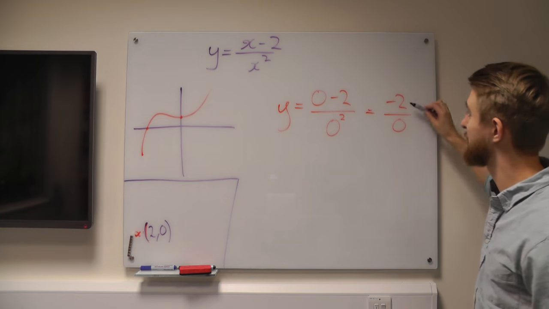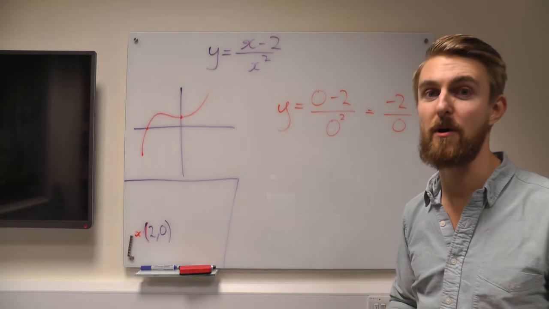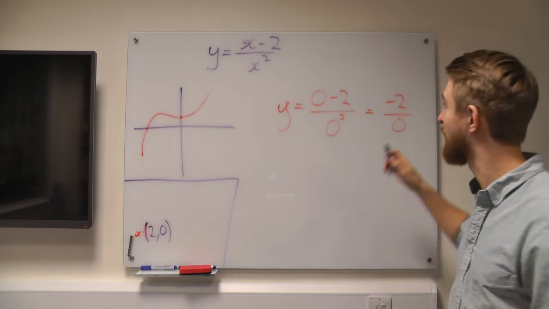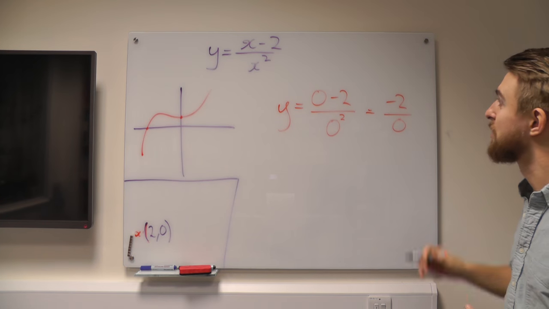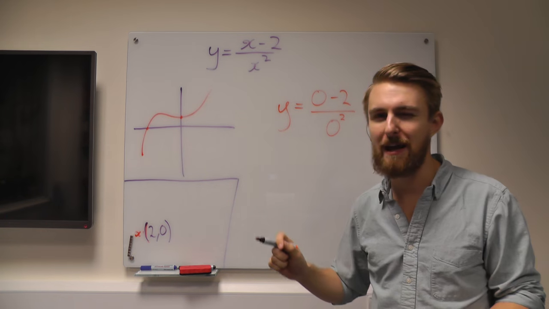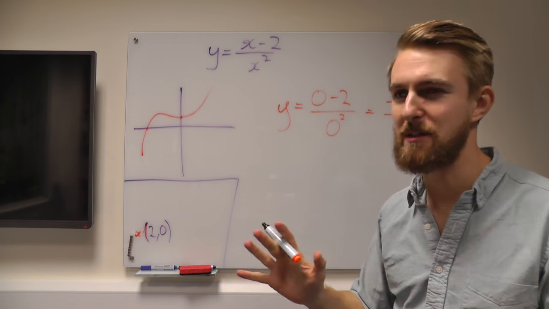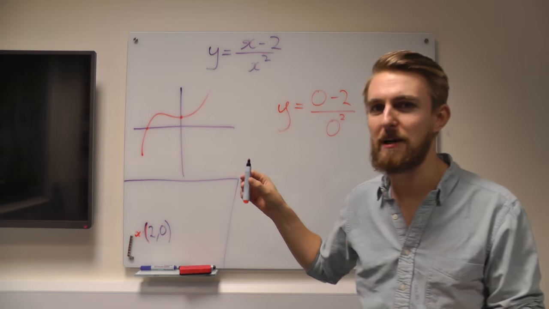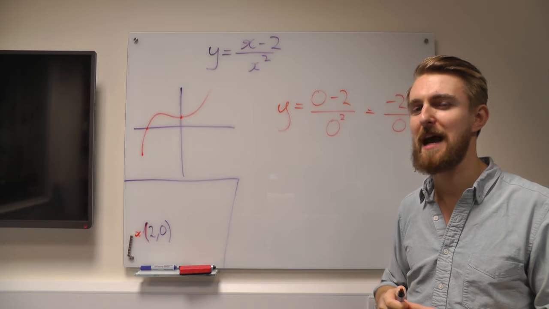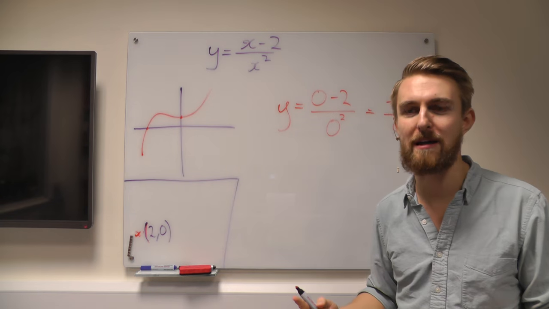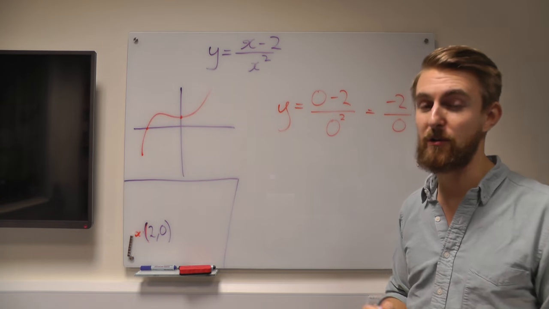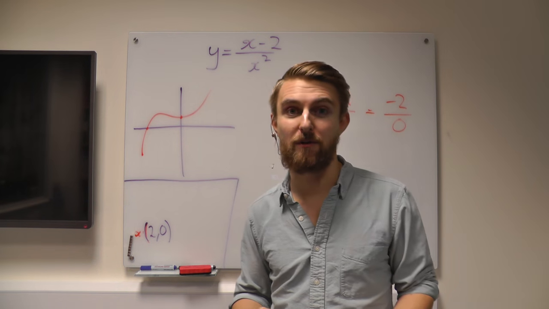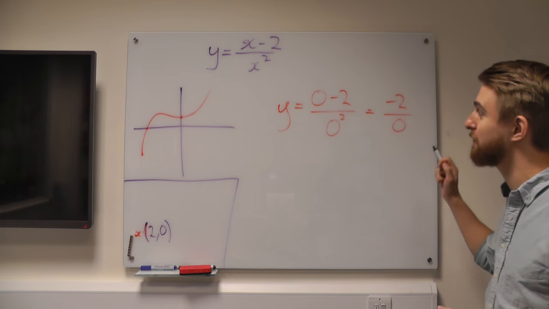Now, this operation here, divide by 0, is what we call undefined. This isn't a number. We can't evaluate that operation. So that should tell us something. That gives us an indication that there's something suspicious going on. The function definitely exists both sides of the y-axis, but it doesn't have a value. It never crosses the y-axis itself. So this brings us on to our next topic, which is asymptotes. We're going to look for asymptotes, and we have just found one.